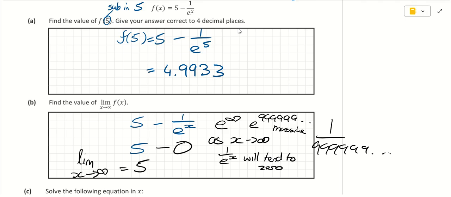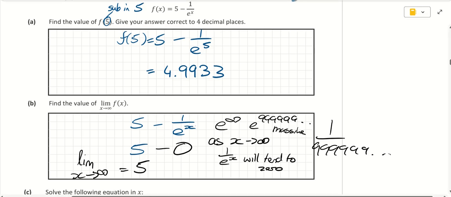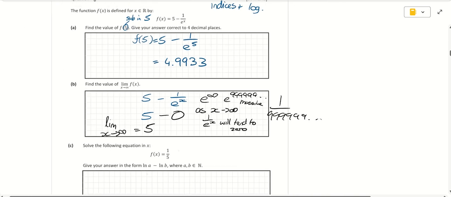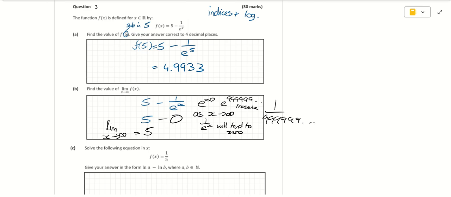Okay, so that's that one finished. So the limit is 5. Right, so solve the following equation. It might look like what on earth is going on here, but you realize that there's an f(x) here, there was an f(x) up here, so you just have to use that down here.